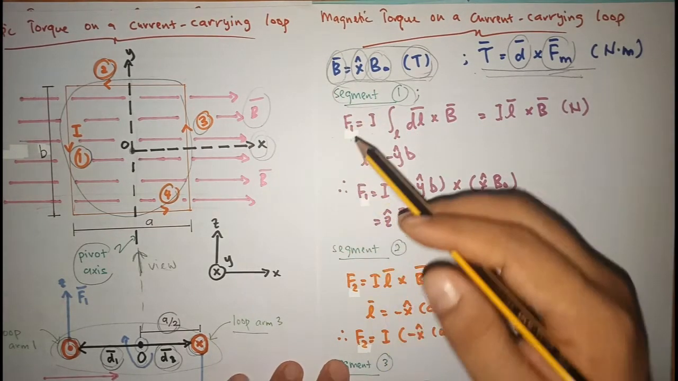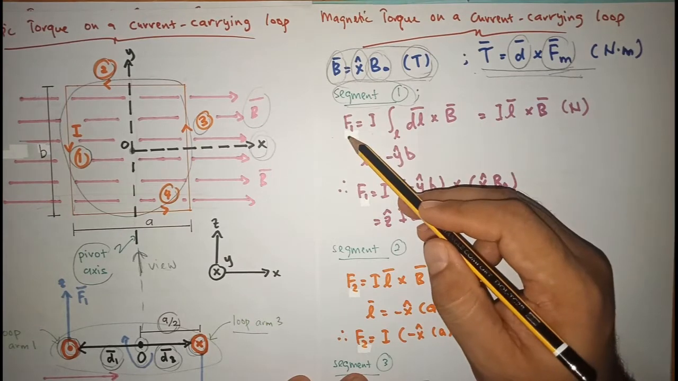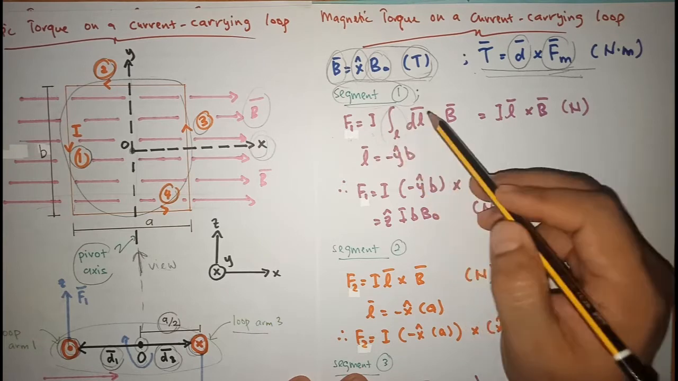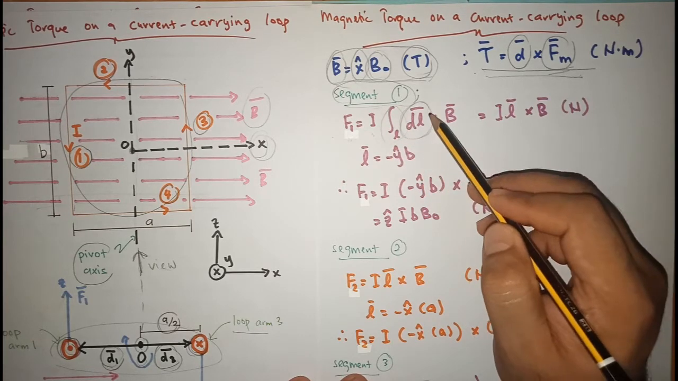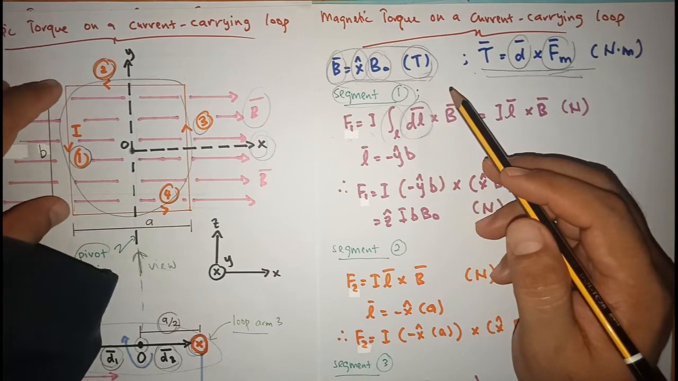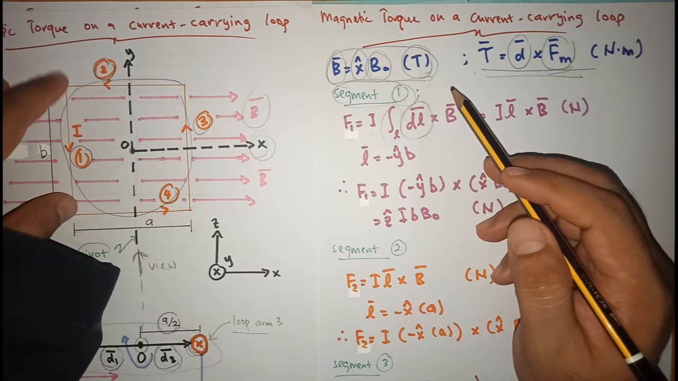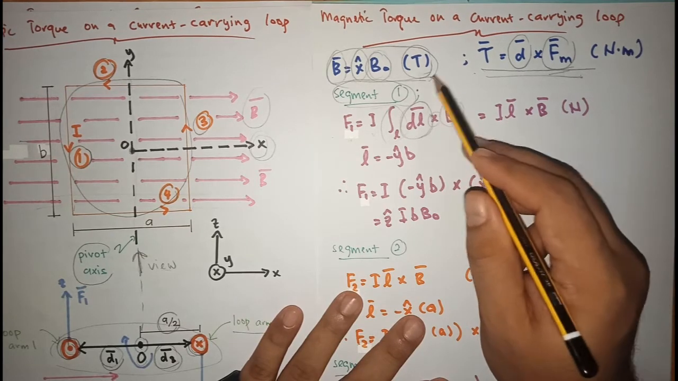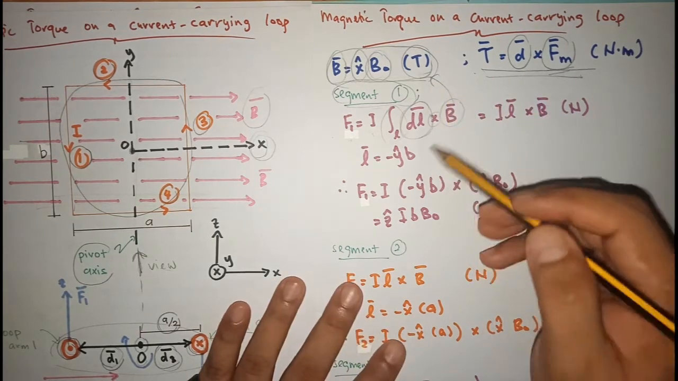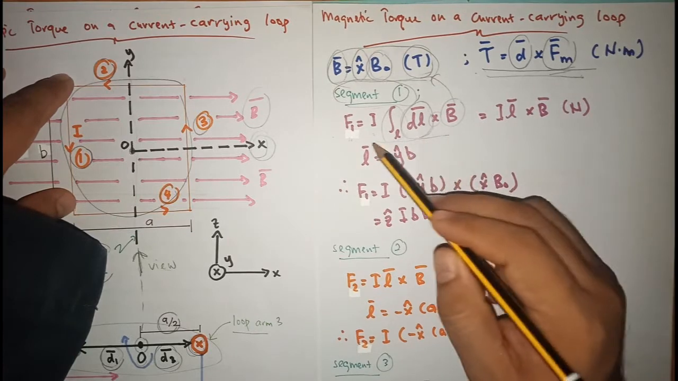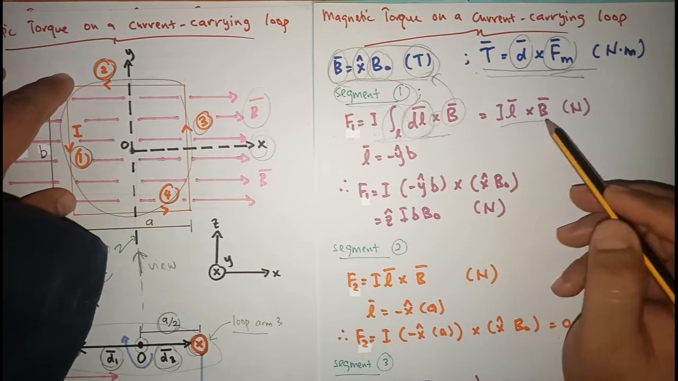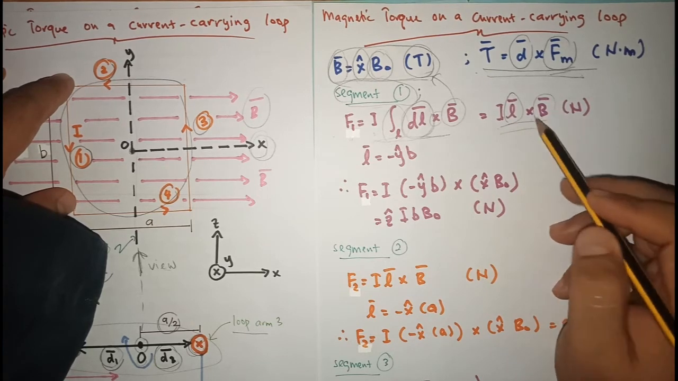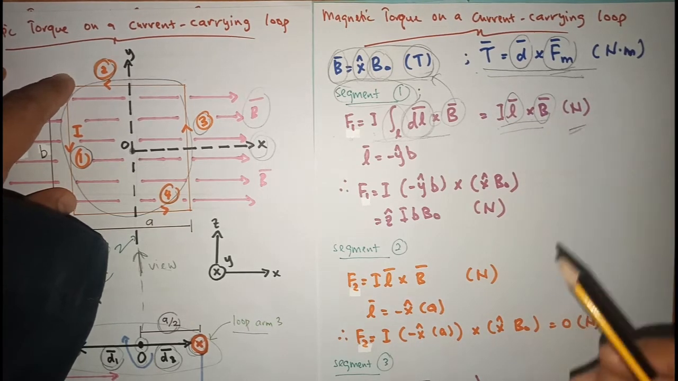We will have the general expression for the magnetic force: F is equal to I times the line integral of dL cross B. dL is the vector that represents the direction of the current, in the same direction as the current, crossed with the vector B, which is our magnetic flux density. The general solution for this equation is I vector L cross the vector B. The unit of it is Newton.